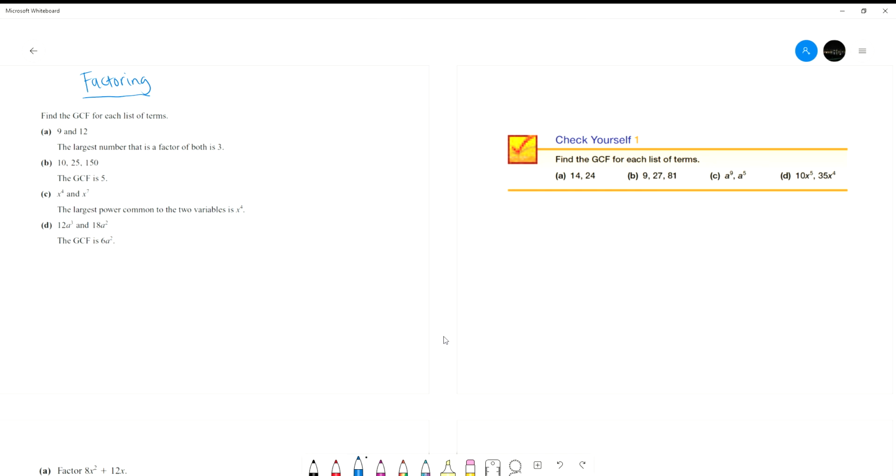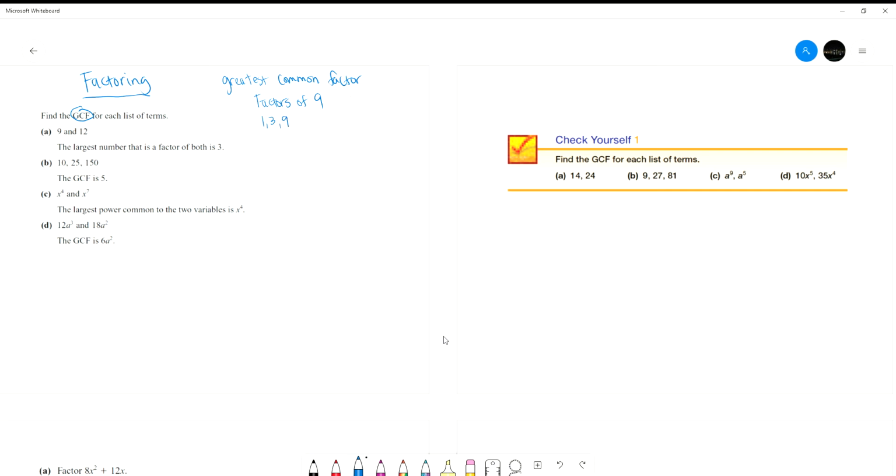Before we start these questions here, the word GCF right here stands for greatest common factor. And a factor is a number that can divide into another number. So, for example, if I'm looking for factors of 9, if I were to write them all out, they would be 1, 3, and 9, right?